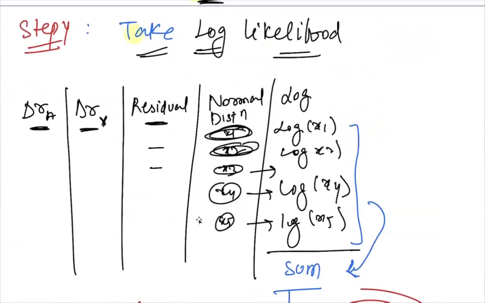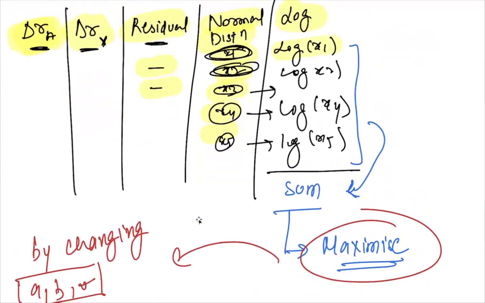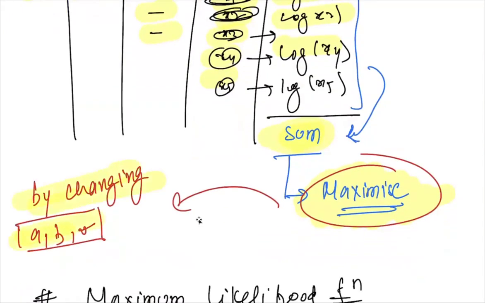Step 4 was take likelihood. So what happened was, this was the change in actual interest rate and the change in the Vasicek interest rates. We calculate the error term, then we say it's normally distributed. And then the last piece is take the log of this function, and after taking log, just add all of these, and we need to maximize this sum. How will we maximize? By changing the parameters a, b, and sigma.